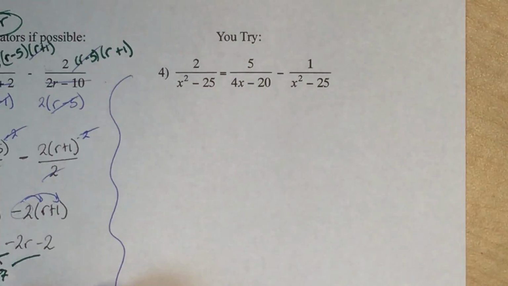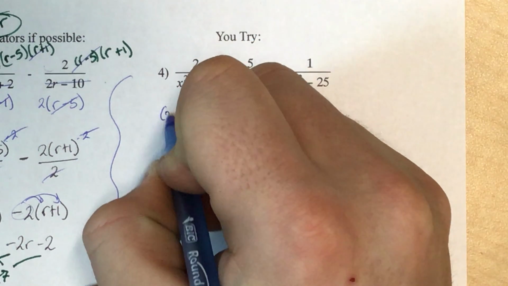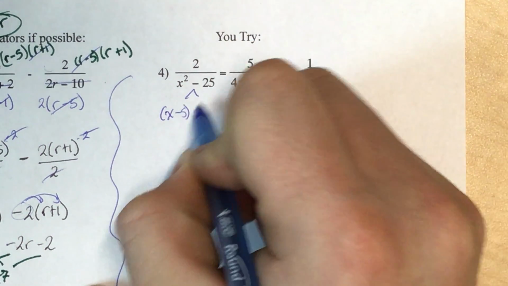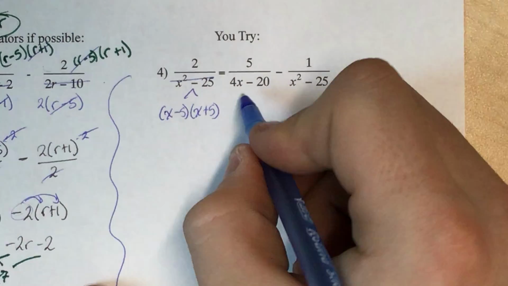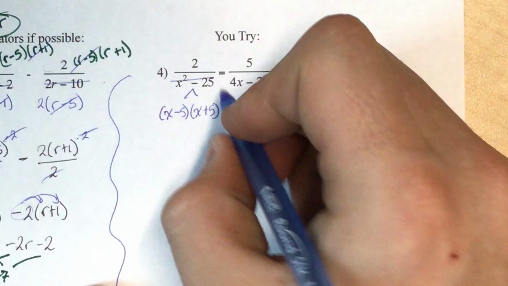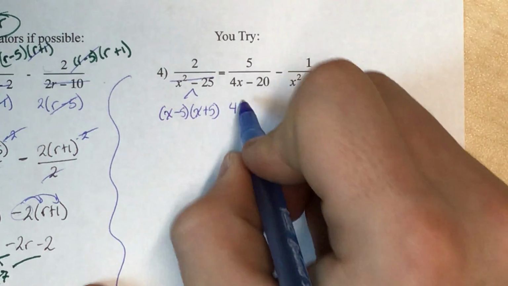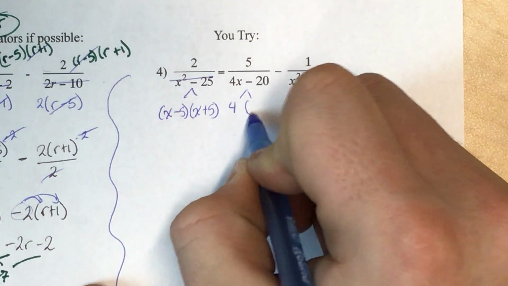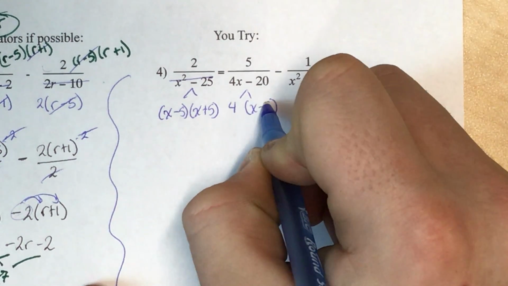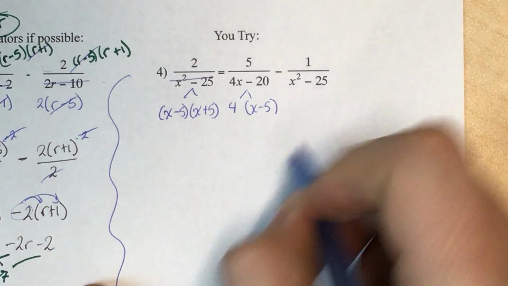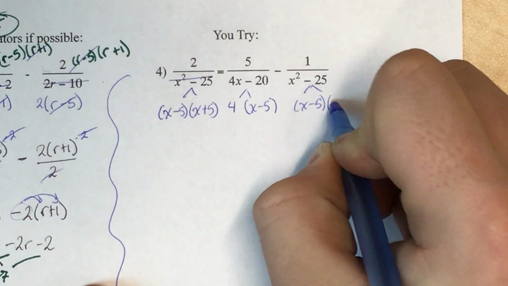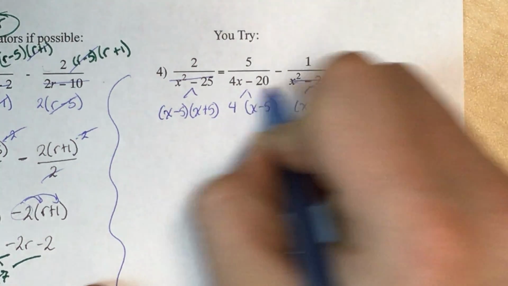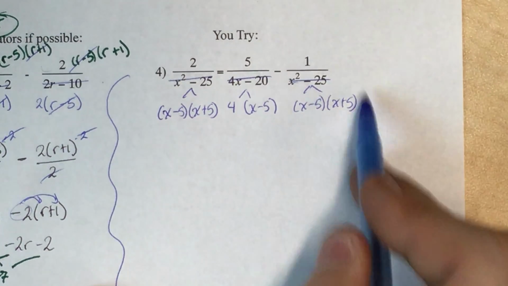Now, we always try and factor if we can. So we know the denominator goes to x minus 5 and x plus 5, this is the difference of squares. Okay, we can factor that. The denominator 4x minus 20 has a GCF of 4, so this breaks into 4, and then what's left over is an x minus 5. And then the last denominator is also a difference of squares, x minus 5, x plus 5. So we've factored all of the denominators.